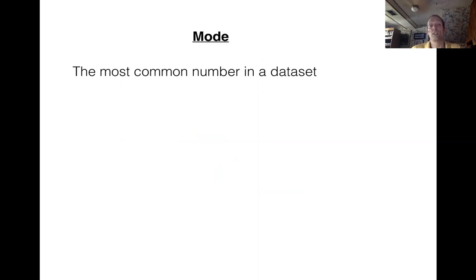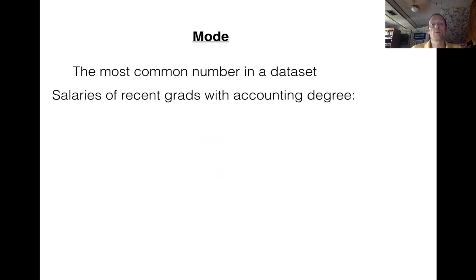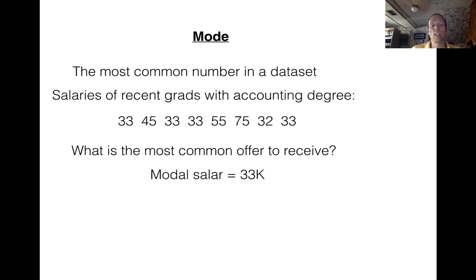That can help us a lot at the negotiating table if we get an offer, right? So we have some salaries of different people who have graduated. We want to know what's the modal offer, like what's the most common offer you get. If we take a look at our data set, it's going to look like we have 33,000 as our modal offer. How many occurrences do we have? 4 occurrences.